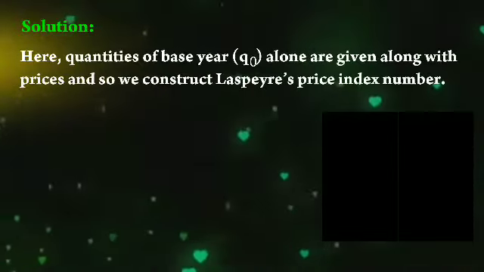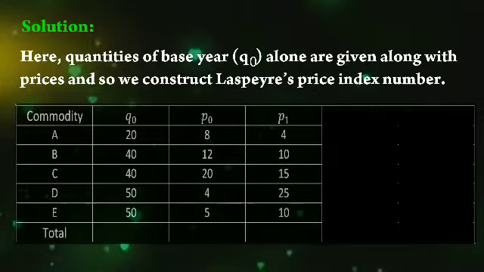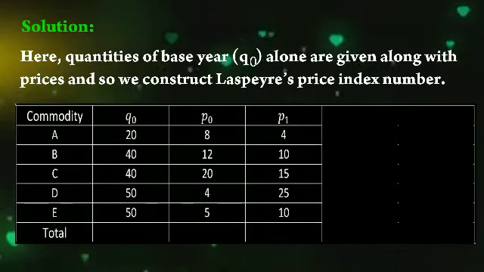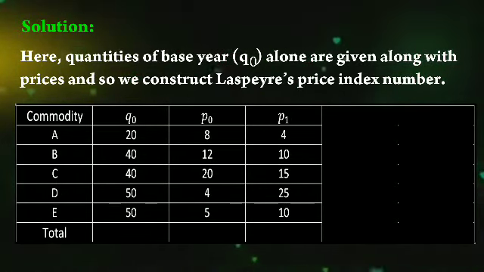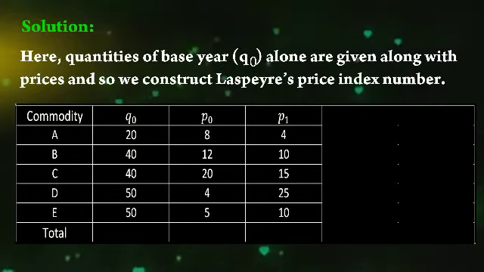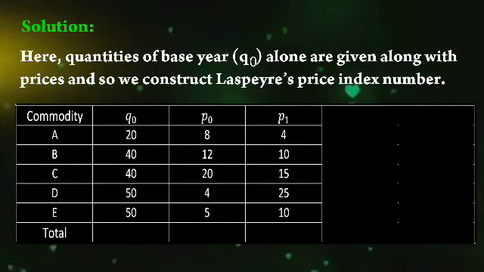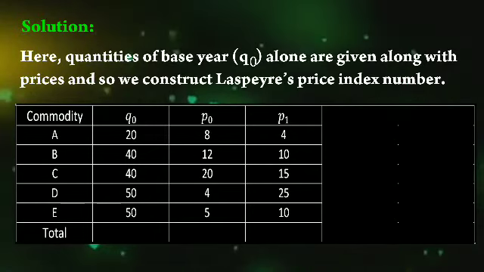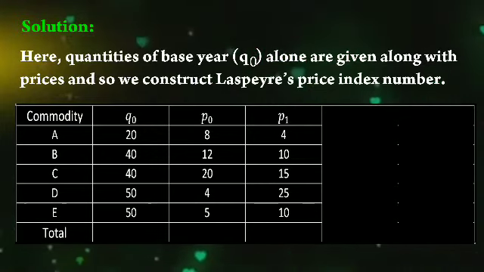So write down the solution. Here, quantities of the base year alone are given along with the prices, and so we construct Laspeyres index number. Consider the given commodities. First column, variable name is commodity, under that copy the given data. Commodities are A, B, C, D and E. Next column, base year quantities are given. Base year quantities are denoted as Q naught. So Q naught, and copy the data 20, 40, 40, 50 and 50.